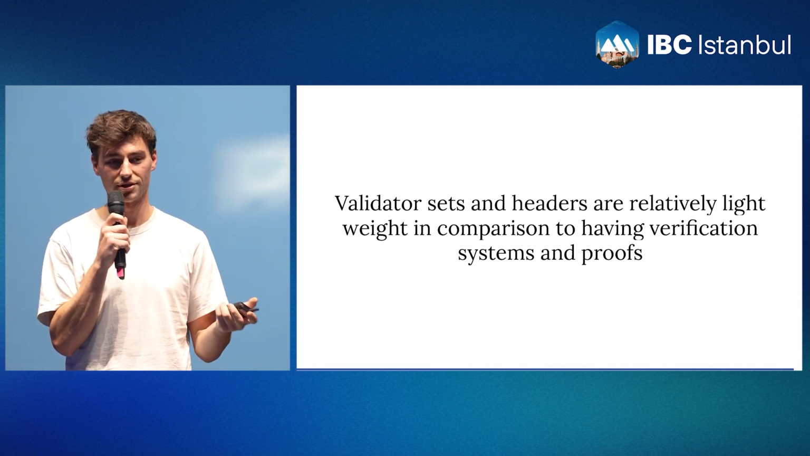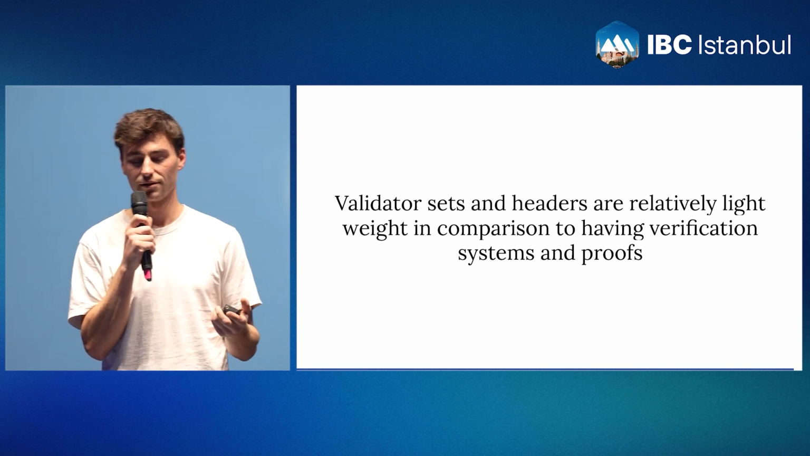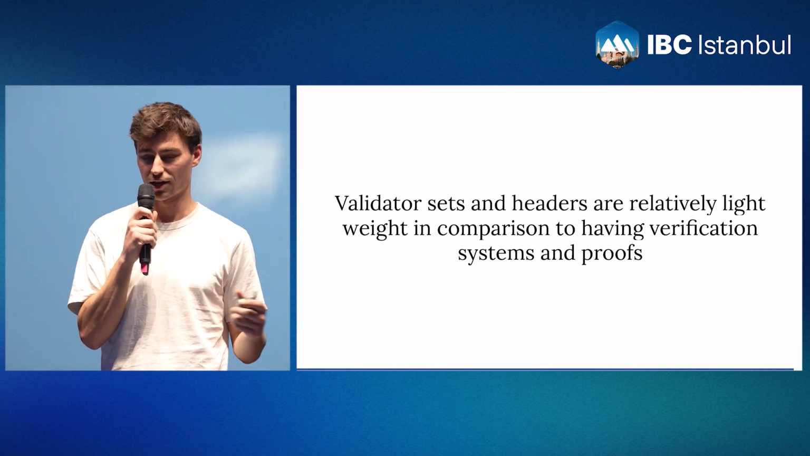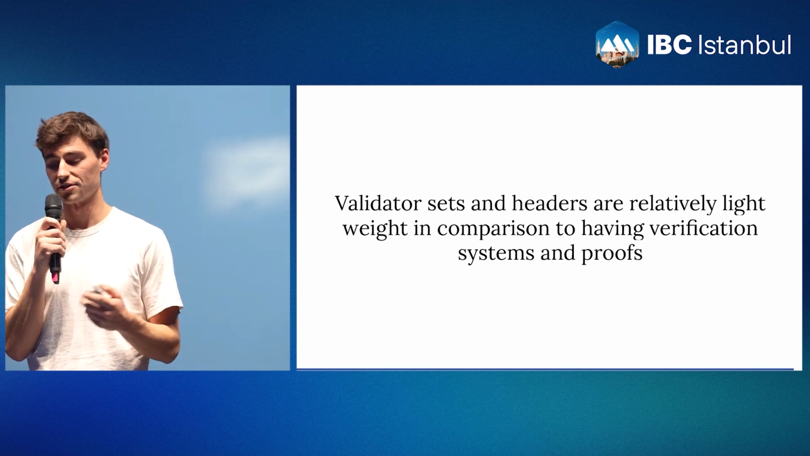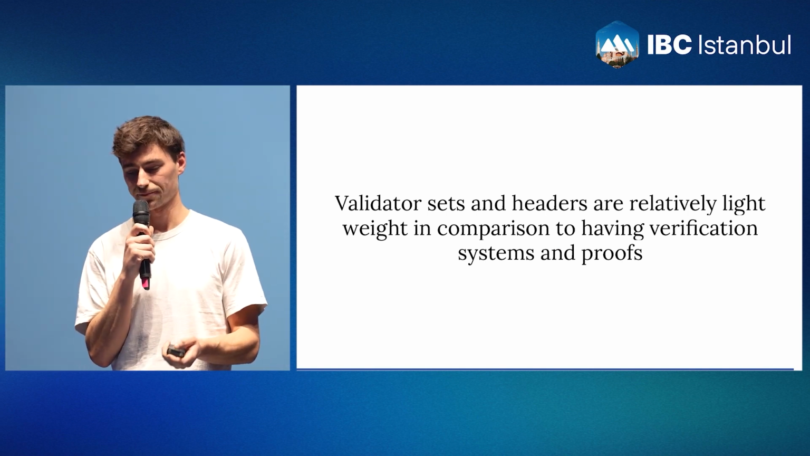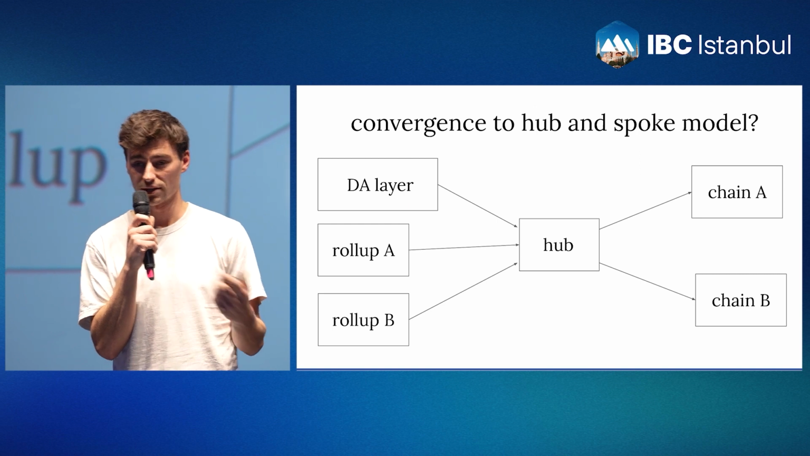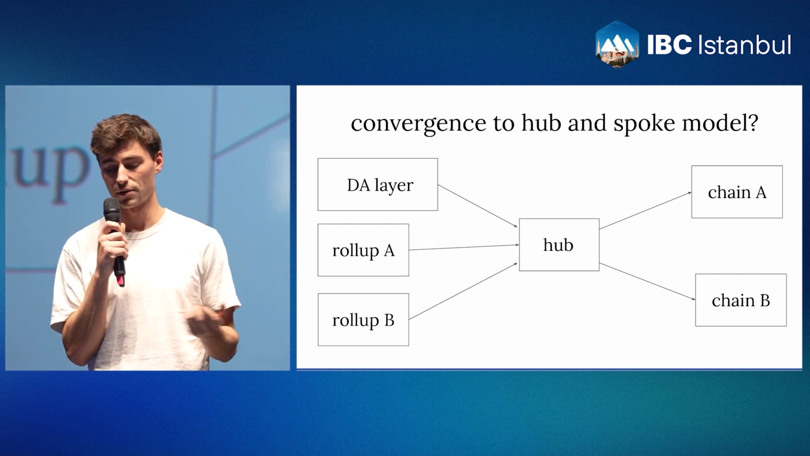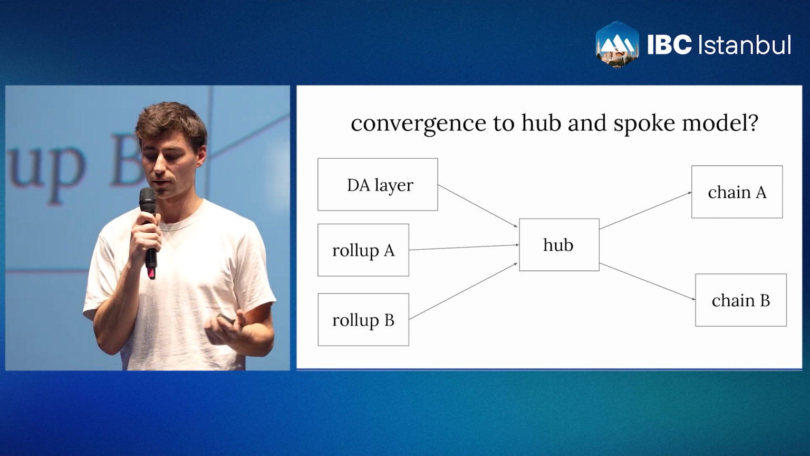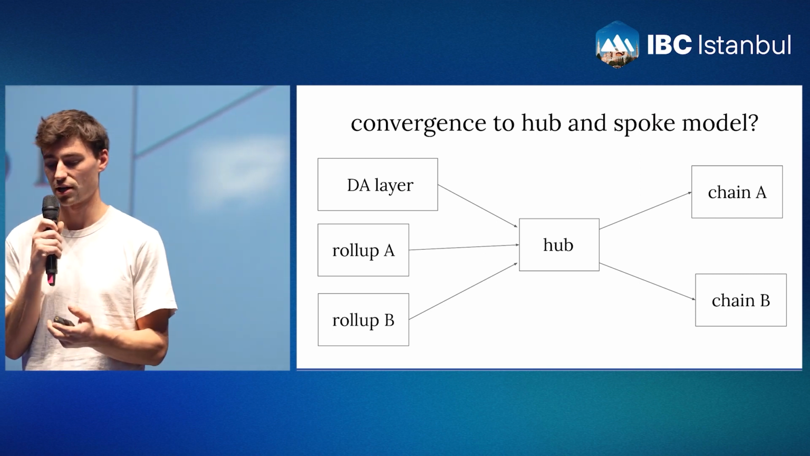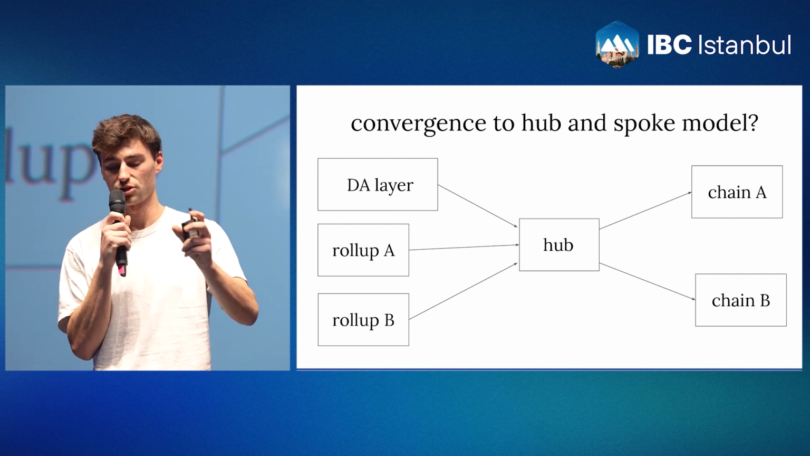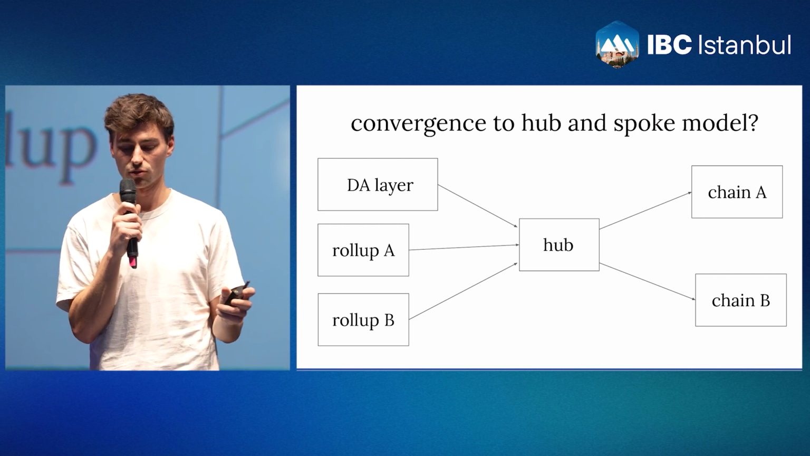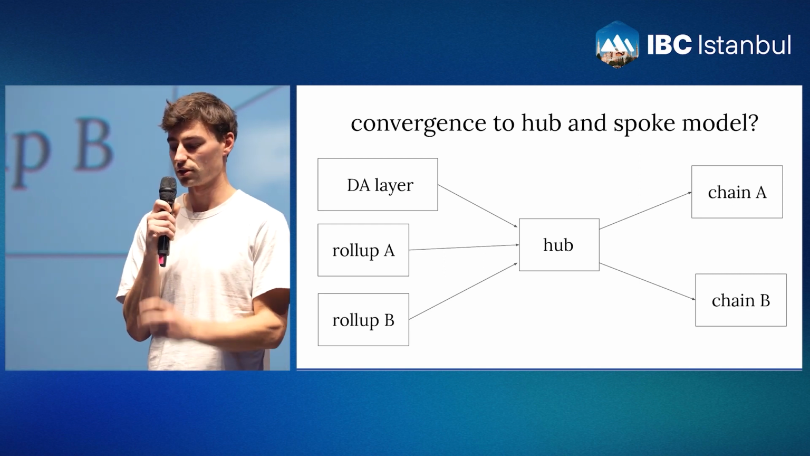Already we're seeing interoperability protocols which are trying to remove a lot of the signature verification and a lot of the verification that we rely on, and this is going to be a lot more taxing. So what we might see, and we're already seeing with the likes of Polymer as a good example, and the Dimension Hub, is a convergence to a hub and spoke model, where you have a single chain which is responsible for having all the verification systems of all the rollups, and then all the rollups first interop with the hub, and then move on to the other chains.